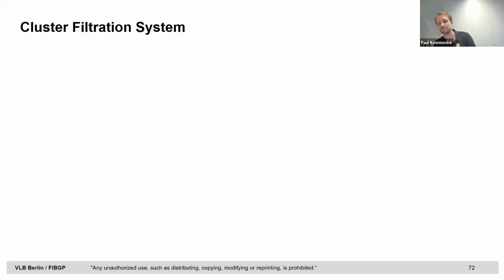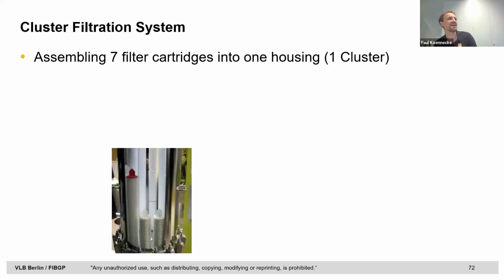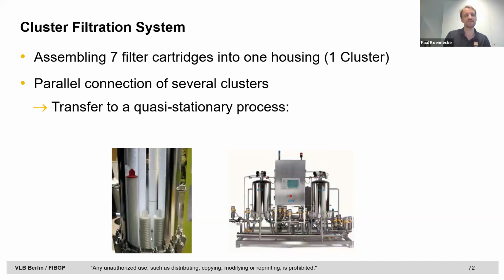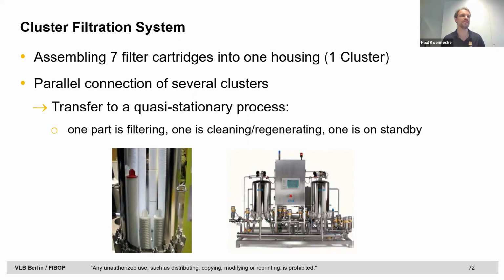And the good thing about membrane filtration, where I wanted to come now, is that you have a lot of filter cartridges in one cluster, and then you have several clusters. What you basically do is, when one cluster is full and blocked, you change to the other cluster, and in this time you regenerate the used cluster. So membrane filtration can normally be a very dynamic to quasi-stationary process, because you can recover the one part which is not filtering while the other part is filtering.